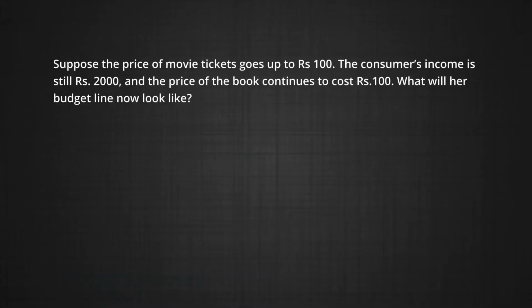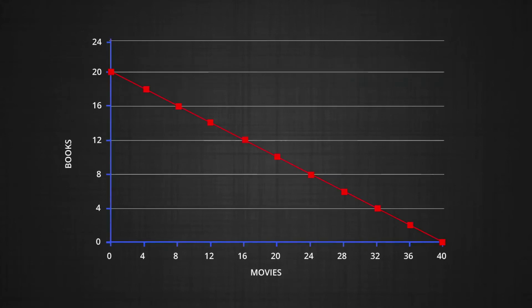We now look at what happens if the price of movie tickets changes, other things remaining constant. Suppose the price of a movie ticket goes up to ₹100. The consumer's income is still ₹2,000 and the price of books continues to be ₹100 each. What will her budget line now look like? This is described in the diagram given. The green line is the new budget line.